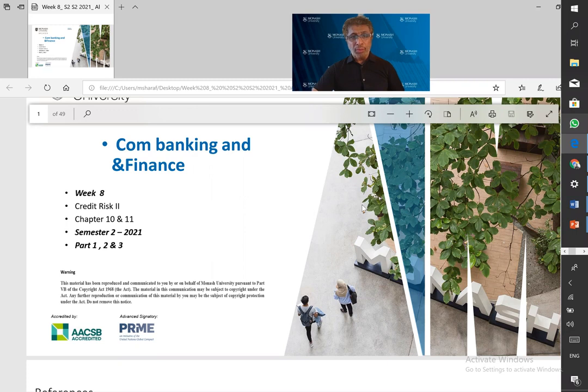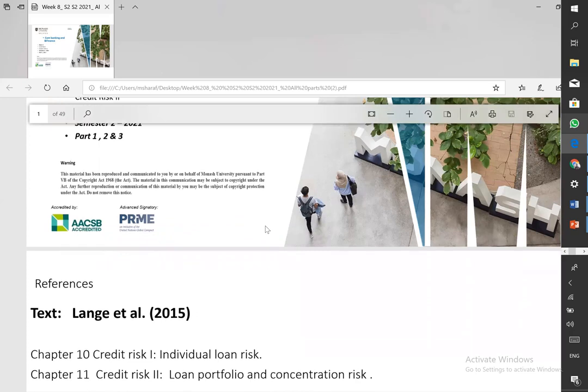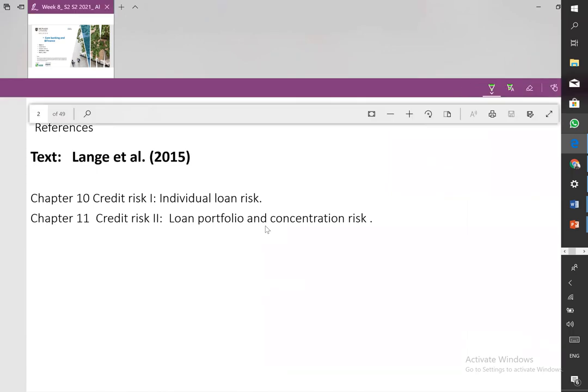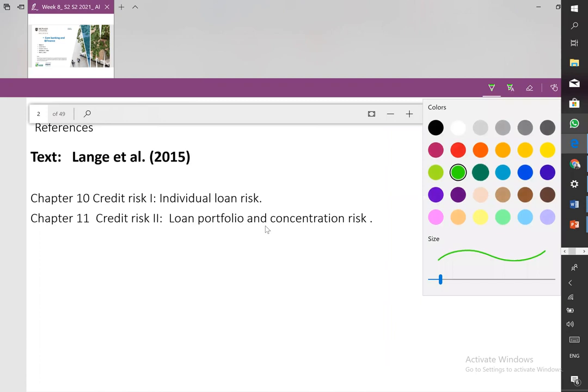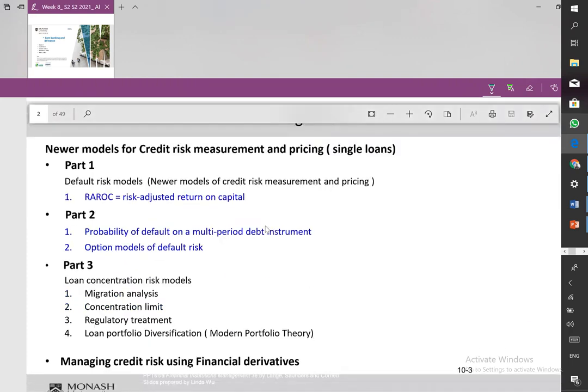So if you allow me to share, this is what I'm going to cover. This is week 8, and we are talking about the rest of the modeling. This is in week 11 and week 12, as we have said, and this is the continuation of what we have studied. Now, we have covered this in part 1.